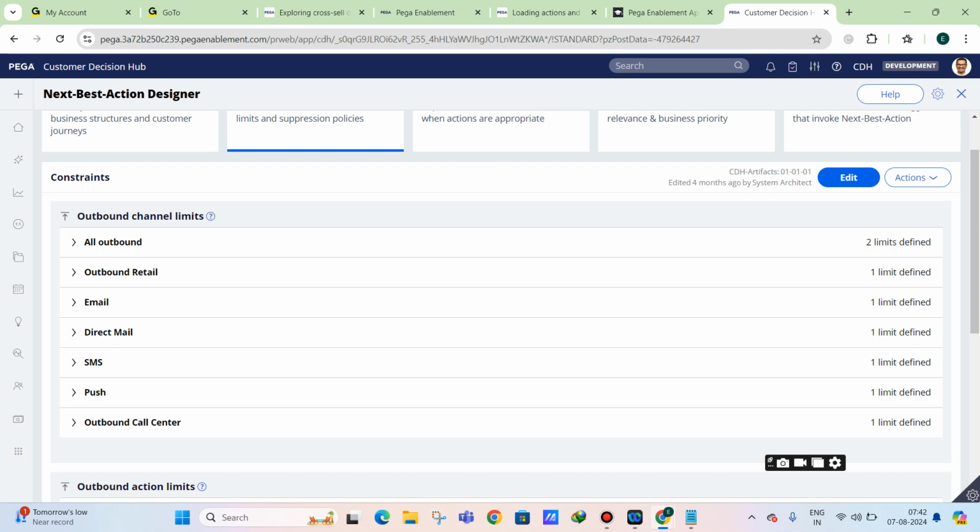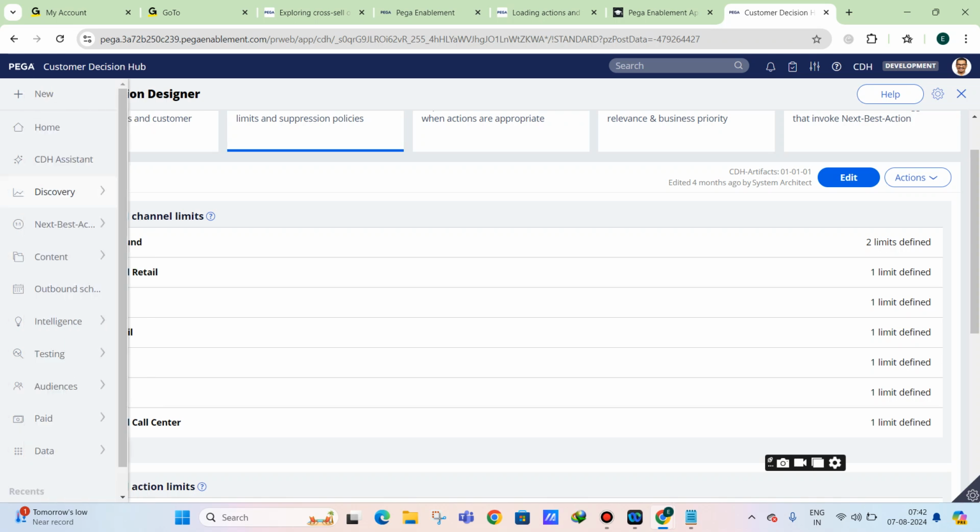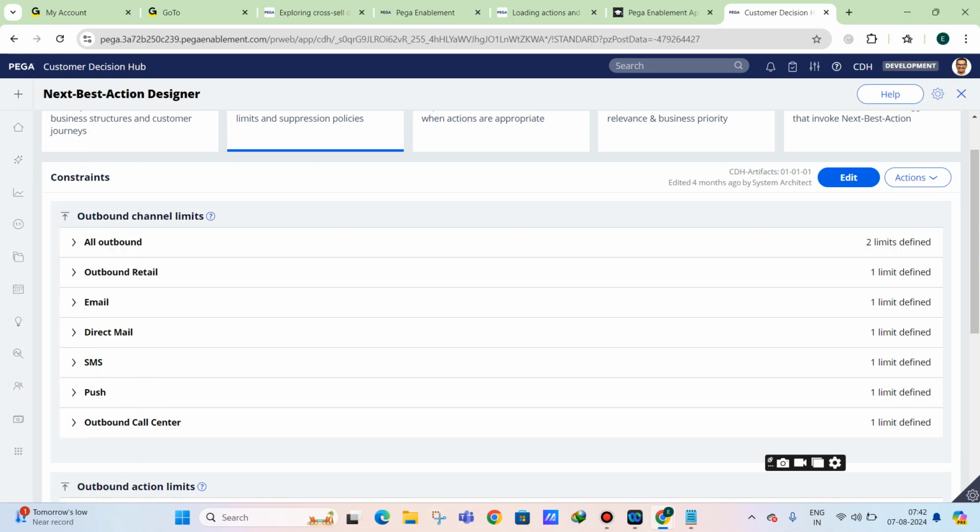For example, in inbound marketing, the customer is only requesting something and we are providing offers to him. But this is outbound marketing, where the customer is not sending any request, we are only sending multiple emails and multiple SMS every day and every hour. So that limit can be achieved on outbound marketing using contact policies.